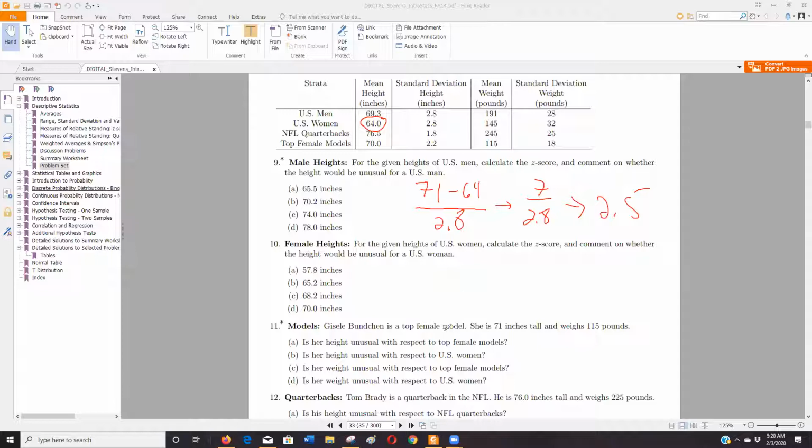So she's unusually tall compared to the rest of the U.S. population. Within the subgroup model she's pretty close to average, but compared to the rest of U.S. women, she is very tall, and unusually tall compared to them. Okay, so that's how you'd use z-scores to determine unusual or not.